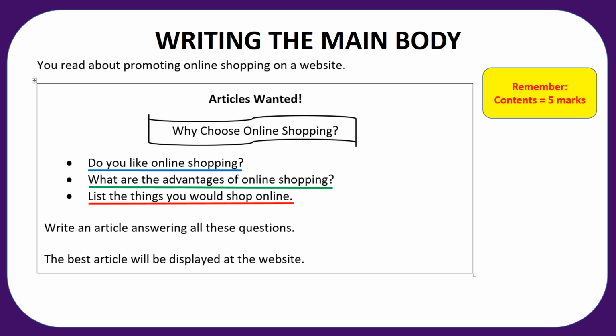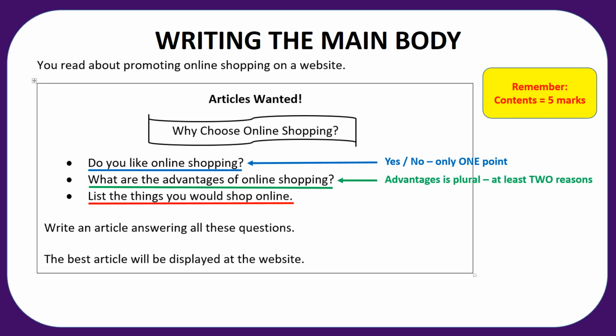But you must remember that contents has 5 marks. But we only have 3 bullets. So meaning to say, there are more than just 3. We need to analyze whether it's singular or plural, whether that point has only one or it requires more than one. So do you like online shopping? This is actually basically just a yes no answer, so it only has 1 point. And then advantages is plural, so at least 2 reasons.